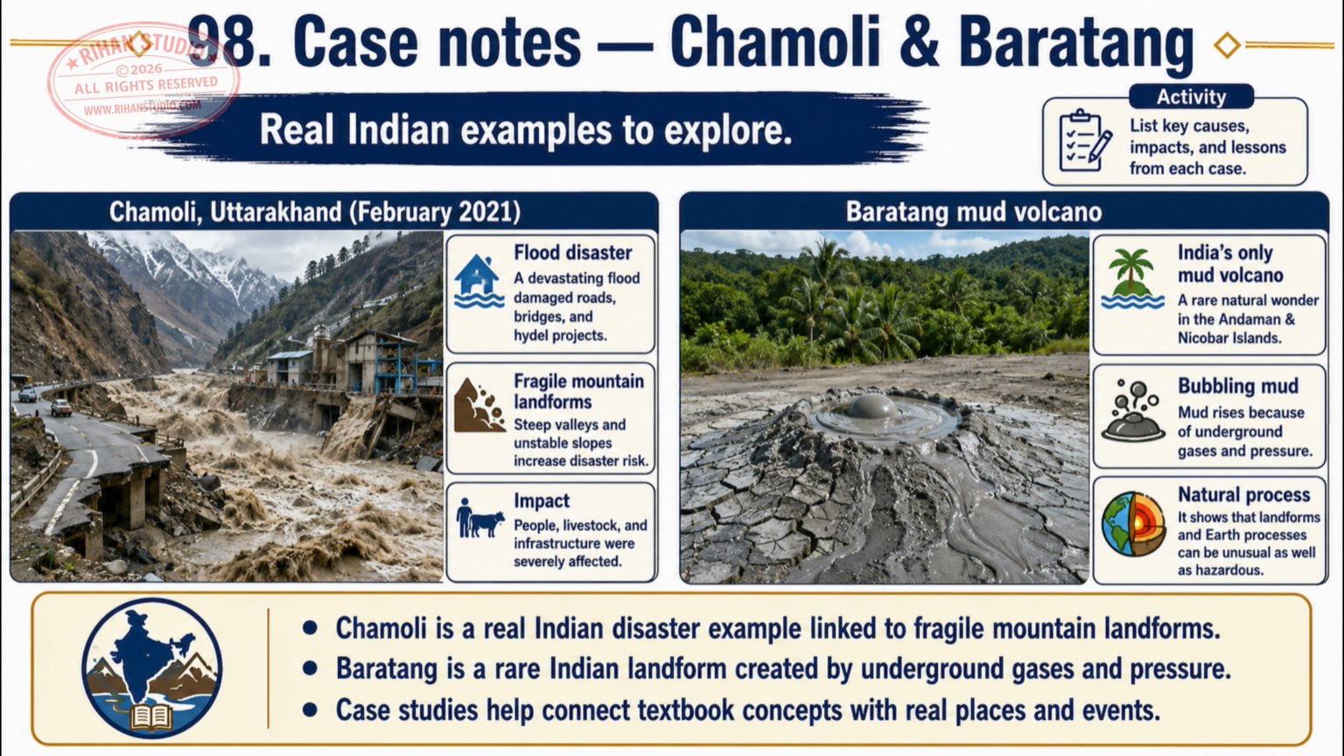Two real Indian cases bring these ideas to life. In February 2021, a devastating flood struck Chamoli in Uttarakhand, killing people and livestock and destroying roads, bridges, and hydel projects, a disaster linked to fragile mountain landforms. In contrast, the Baratang mud volcano in the Andaman and Nicobar Islands is India's only mud volcano, a rare natural wonder where mud bubbles up from underground gases and pressure.